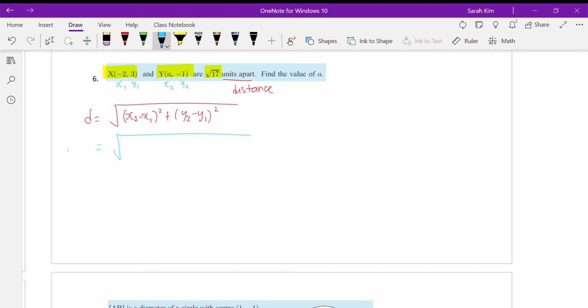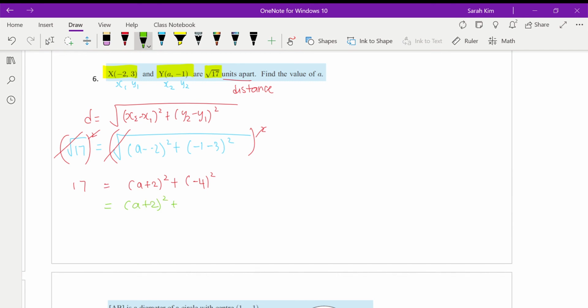We know that the d is square root of 17. My x2 is a, x1 is -2, y2 is -1, take 3. Alright, let's see if I can solve it. First thing I realize I can do is square both sides and technically get rid of the square roots. So I get 17 equals (a plus 2) squared. -1 take 3 is -4. Right, -4 squared turns into 16.